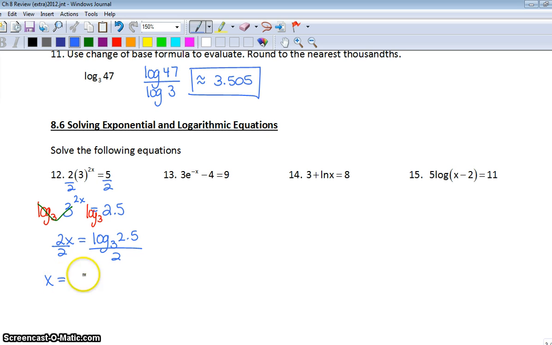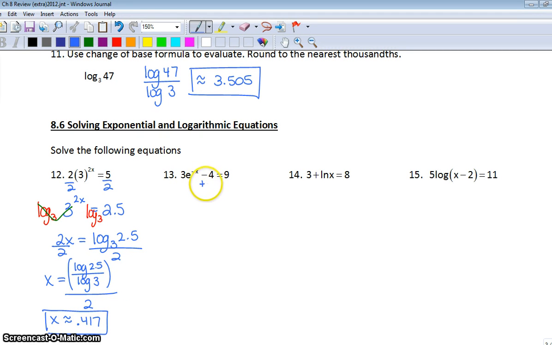When you enter this in your calculator, you want to be very careful. Remember, this cannot be entered in, so we have to take log of 2.5 divided by log of 3. That's our change of base formula. Take that entire thing and then divide it by 2, and we get x is about 0.417. Right, and then you also want to make sure that you're checking your answers. We're not going through the checking on the video, but make sure that you check for extraneous solutions.